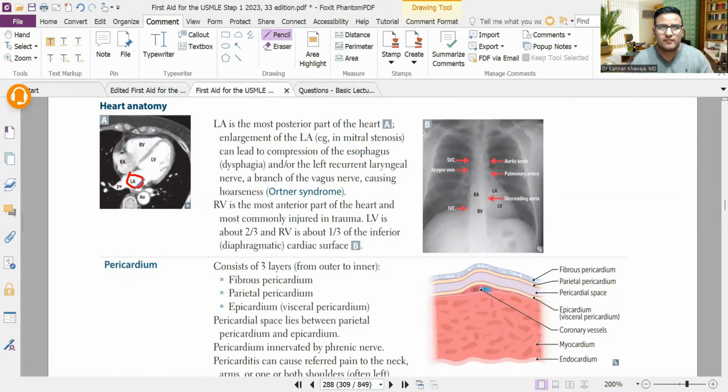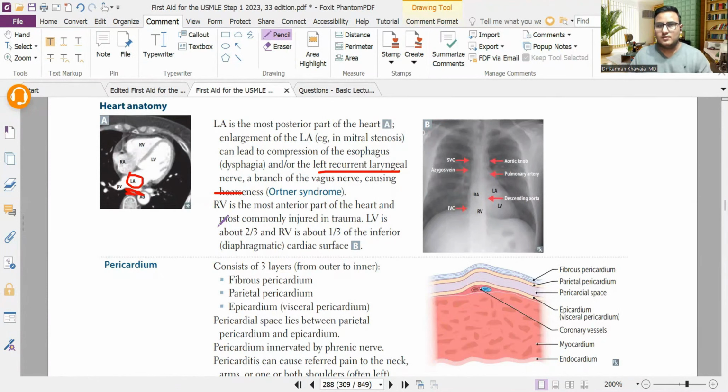And posterior to the left atrium, what is the structure? Posterior to the left atrium is the esophagus. So this will compress the esophagus. And you know that at the level of the left atrium, below that, there is a nerve which is the left recurrent laryngeal nerve. This is a super important high-yield question for USMLE steps, for MDMS students, for FCPS students, for NLE students. This question is an all-rounder for all exams.